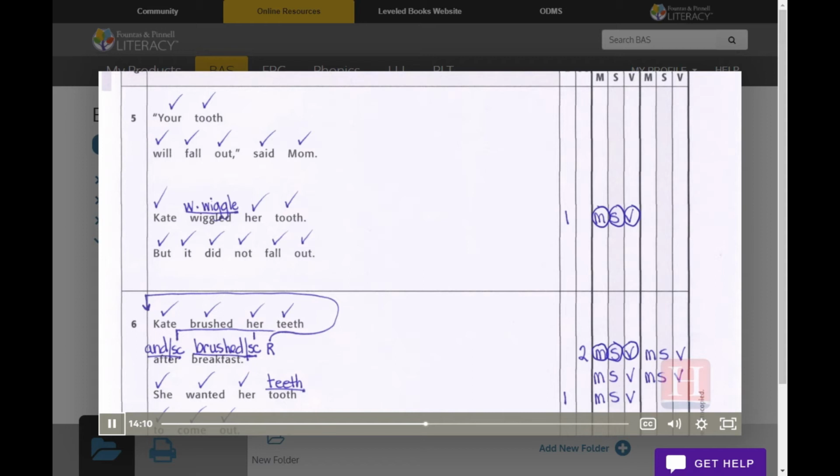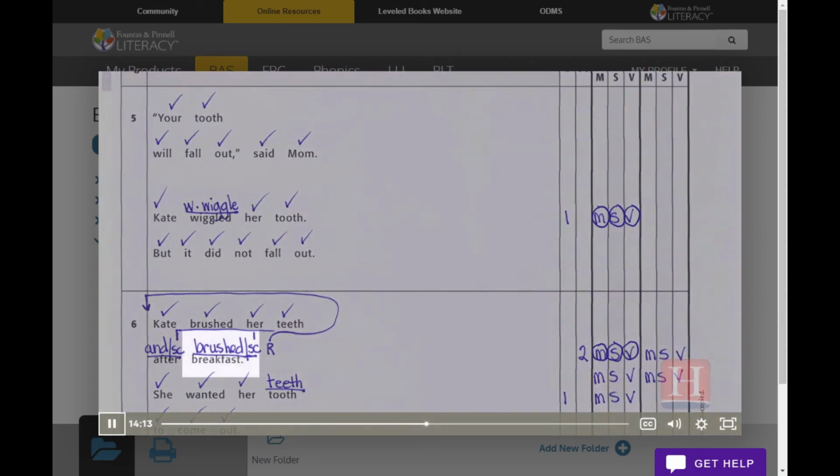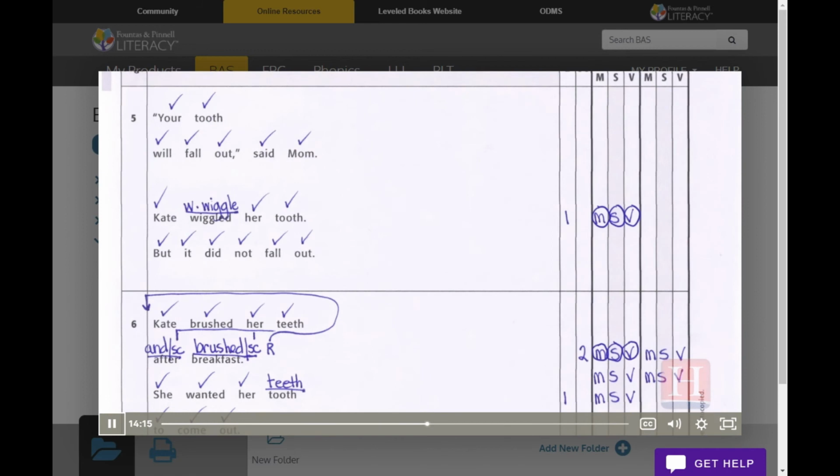Error 2. "Kate brushed her teeth and brushed." Would that error make sense in the story? Yes. Syntactically, could we use "brushed" for "breakfast" in the sentence there? Yes. And are there visual similarities between the words? Yes. So for this error too, circle the M, S, and V because all three sources of information were used by the reader. But Roberto didn't leave the errors. He self-corrected both as a result of rereading the sentence.